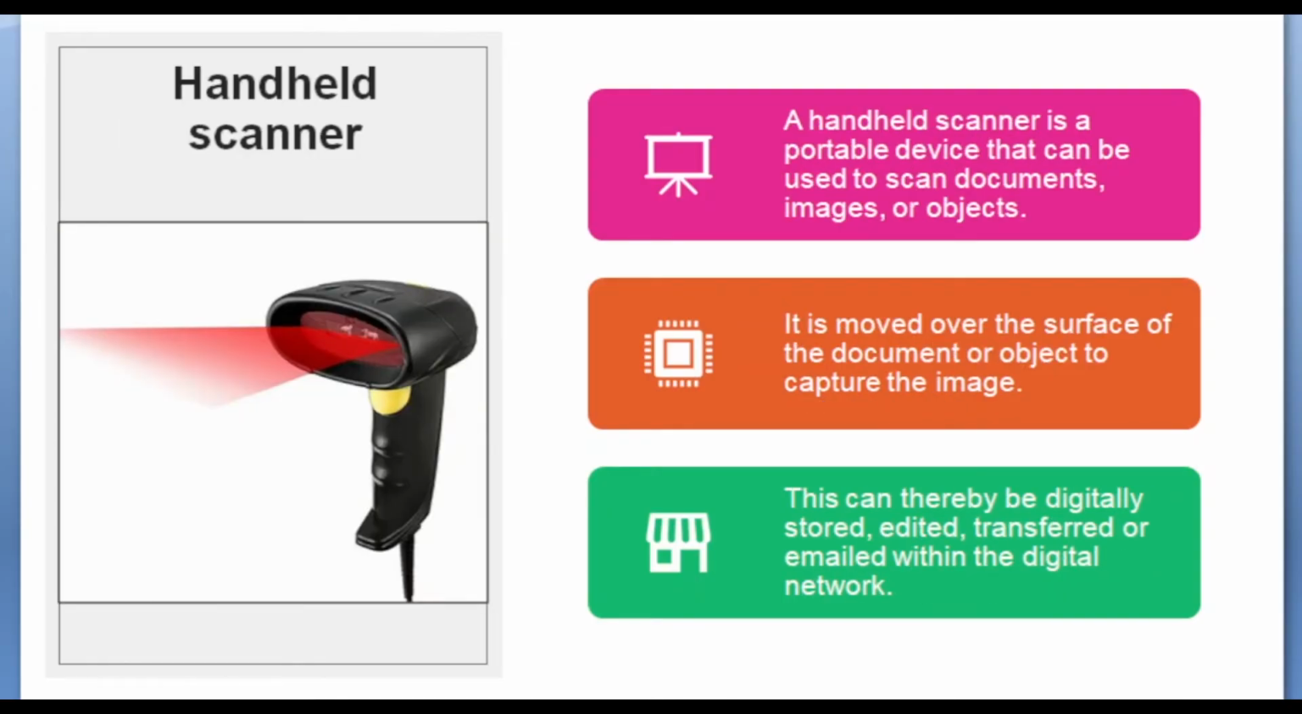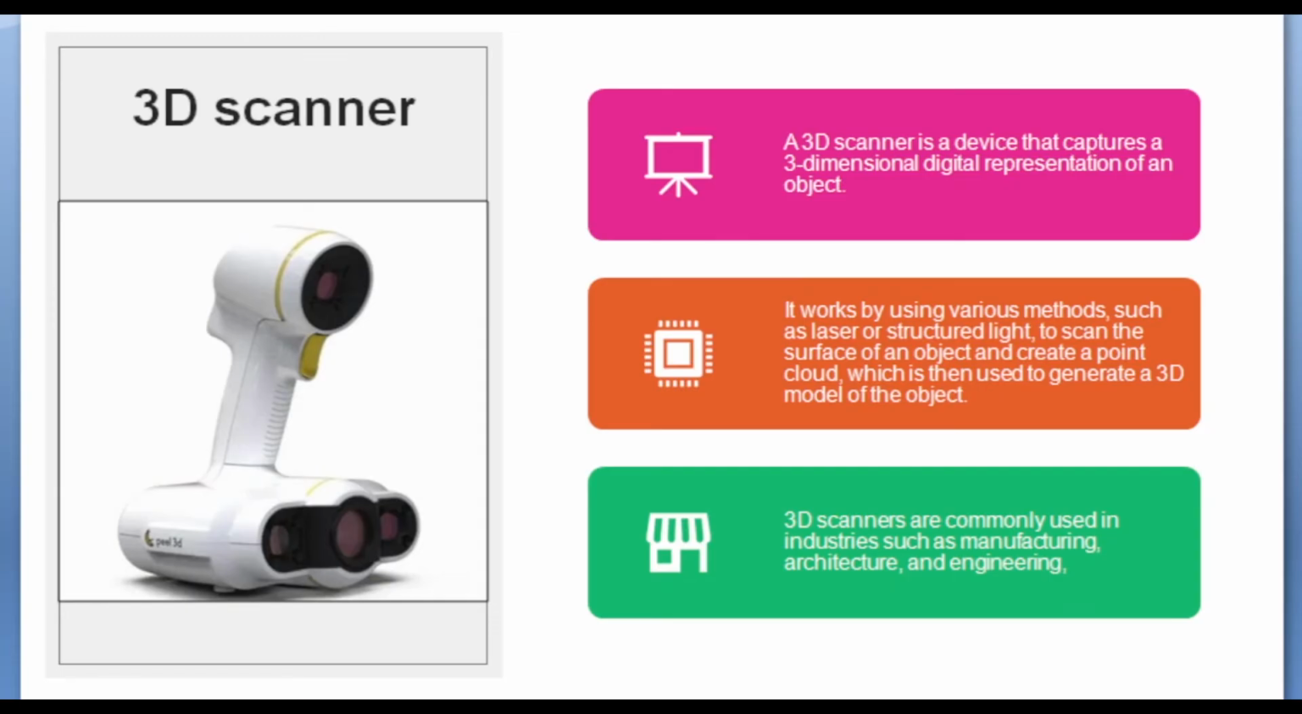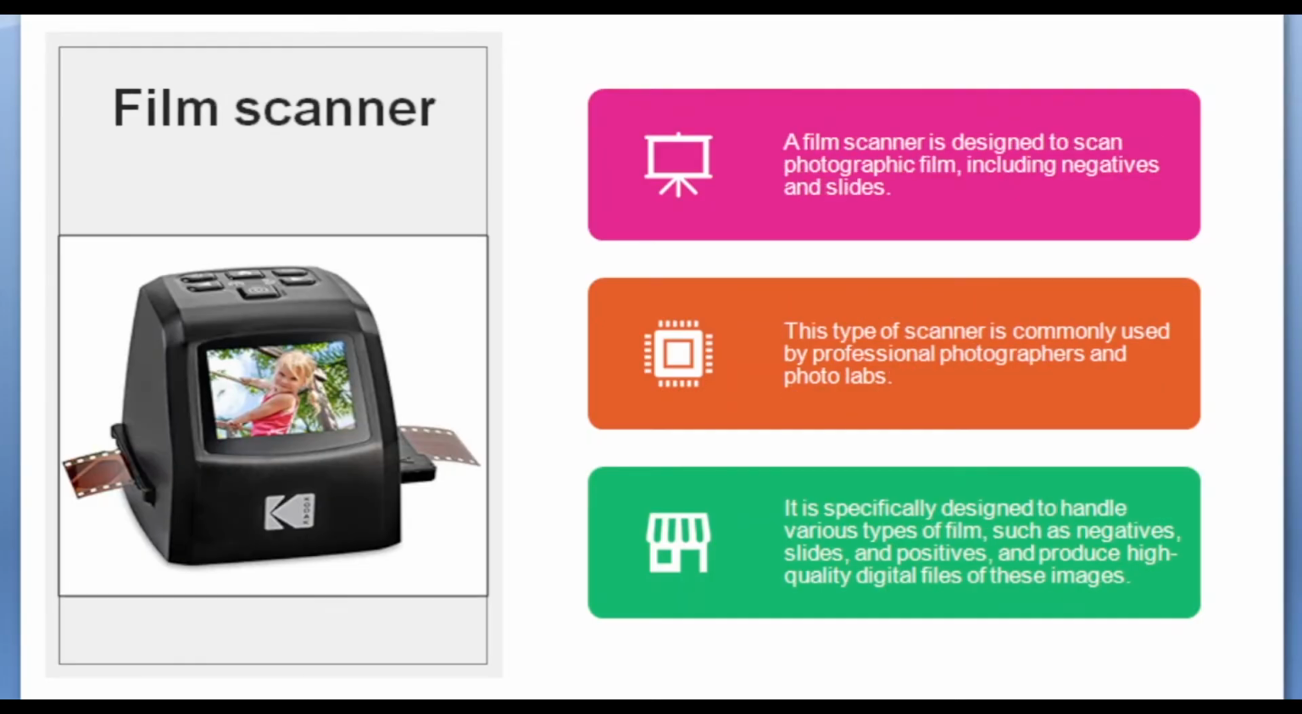Next is handheld scanner. They are portable devices that can be used to scan documents, images, or objects. They are moved over the surface of the document or object to capture images. Next is 3D scanner. They are used to capture the shape and dimensions of objects in 3 dimensions. They are commonly used in manufacturing and engineering applications.